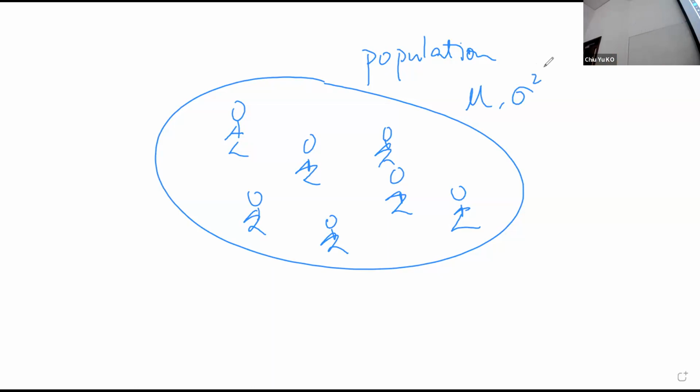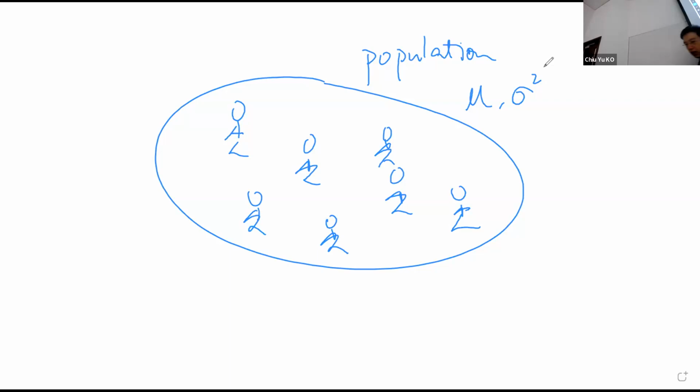If we know everyone here, then it's good, right? But if you don't know, then what we want to know is two things, from topic 1: the mean and the sigma, right? Population mean and population variance, okay? And today we're going to talk about how to estimate them, okay?